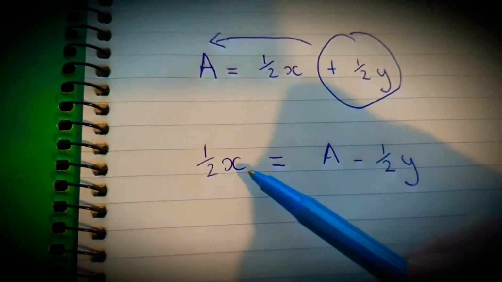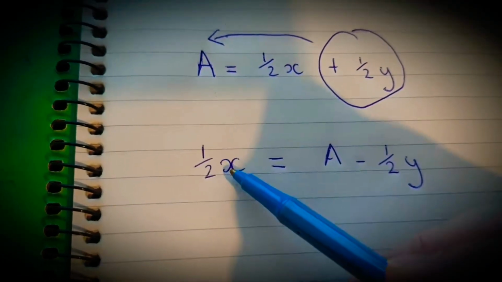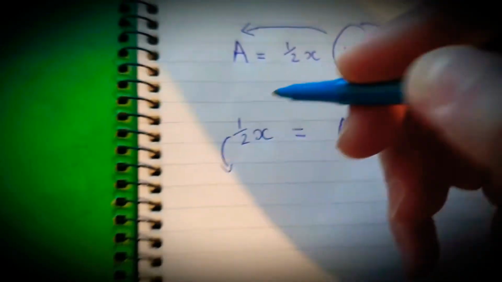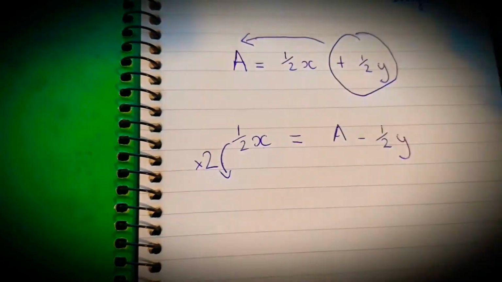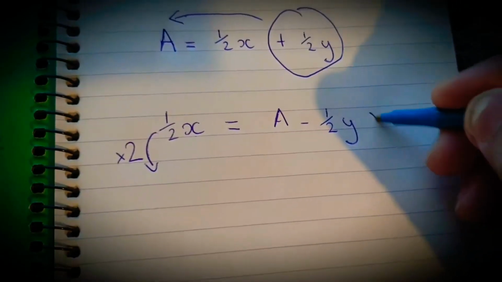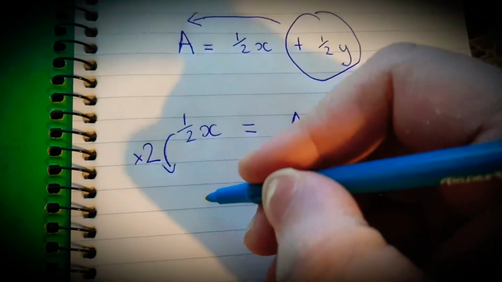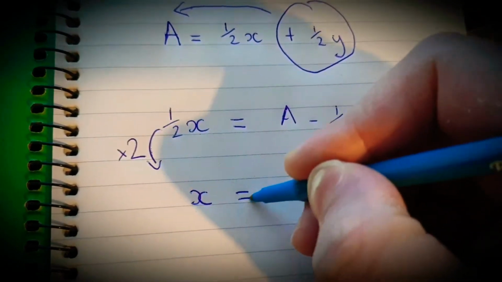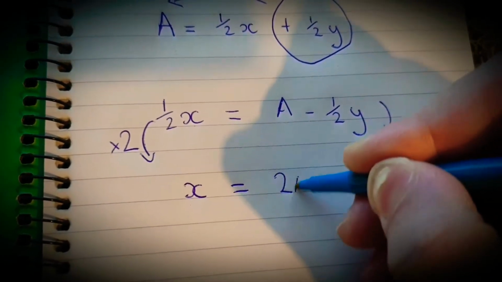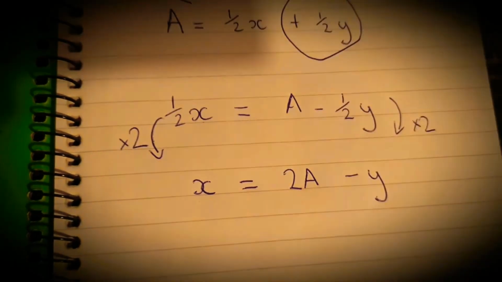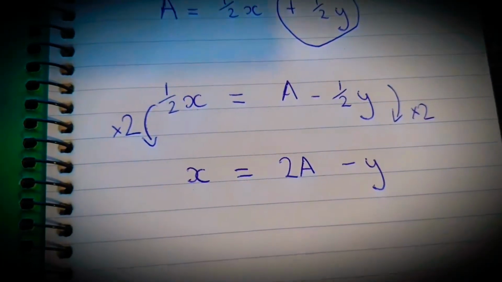and then we don't want half x, we want 1x, don't we? So we need to times this side by 2. That side needs to be times by 2. So therefore that side needs to be times by 2 as well. And then in the end, you'll have x equals 2a minus y, because half y times 2 is y.